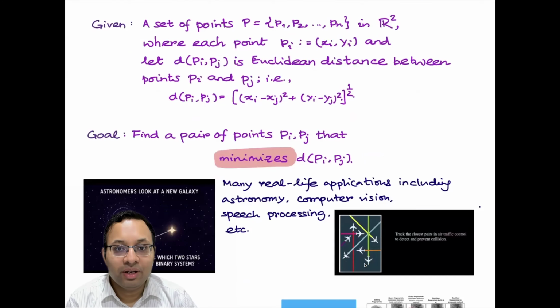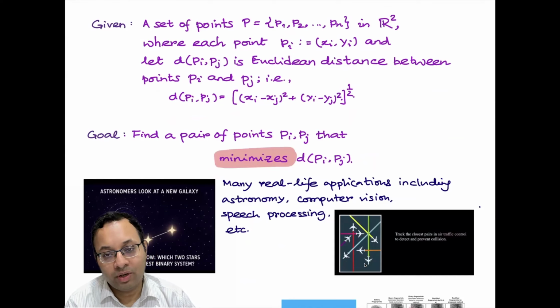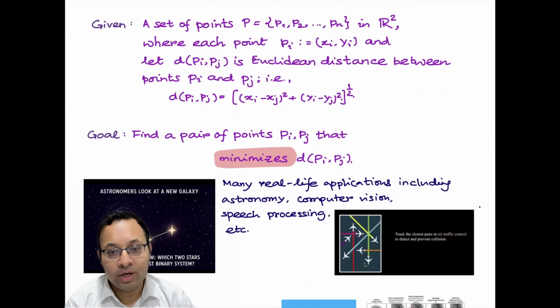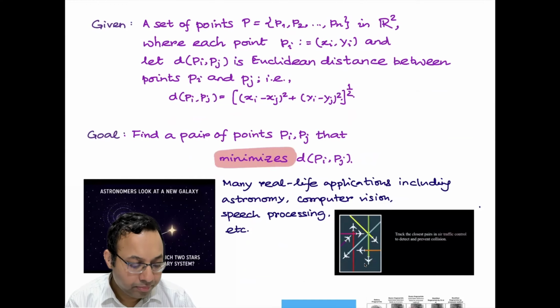Formally, we are given n points p1 to pn in two-dimensional Euclidean space, where each point pi has x-coordinate xi and y-coordinate yi. We define the distance between two points pi and pj to be the Euclidean distance, d(pi, pj) equal to the square root of (xi minus xj) squared plus (yi minus yj) squared. Our goal is to find a pair of points that minimizes the distance d(pi, pj).